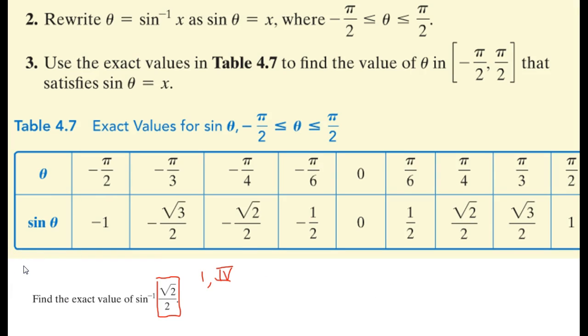So what's the exact value of this? I'm in quadrant 1, so there was a 45-degree angle, or these are going to typically be answered in radians. Pi over 4 is my value. That's between negative pi over 2 and positive pi over 2.